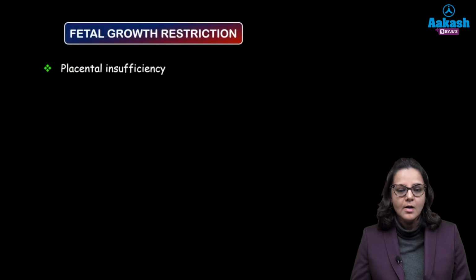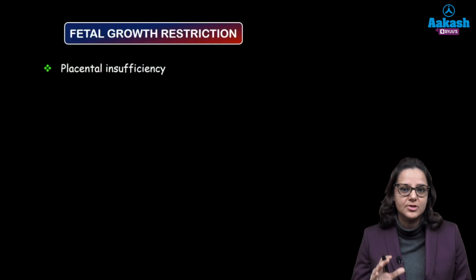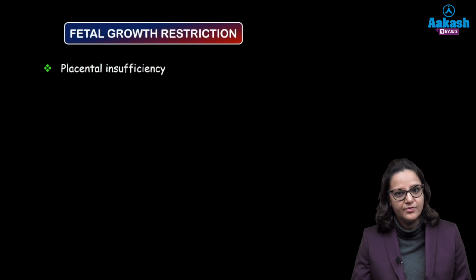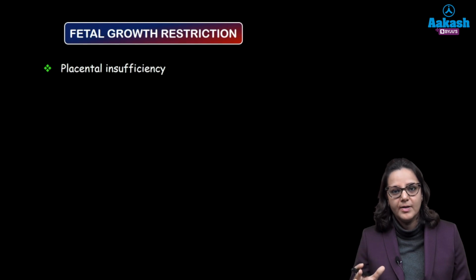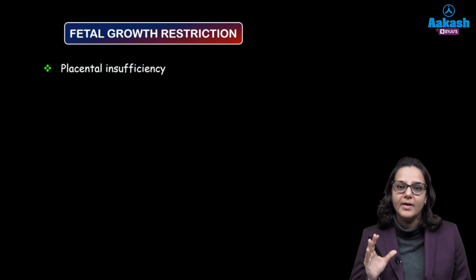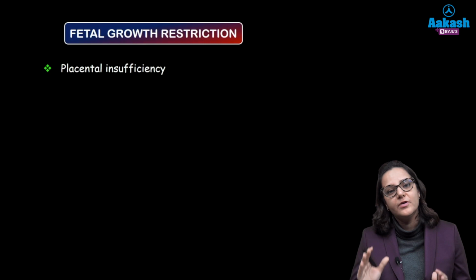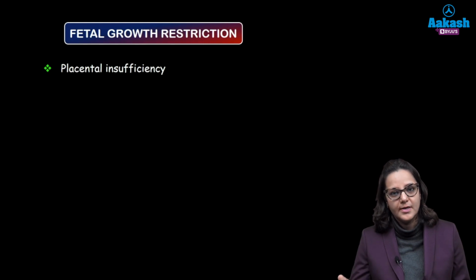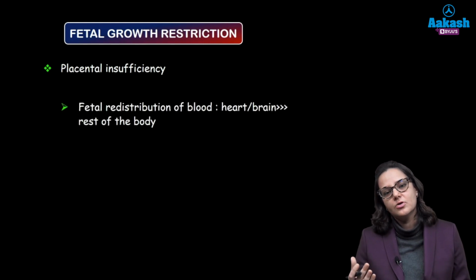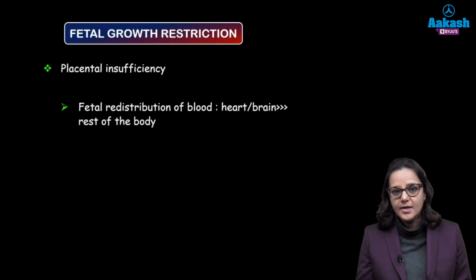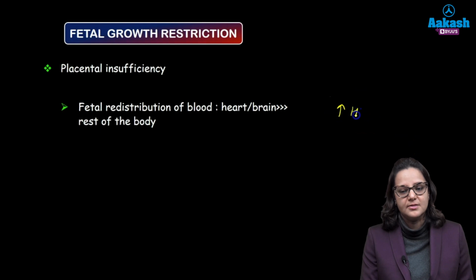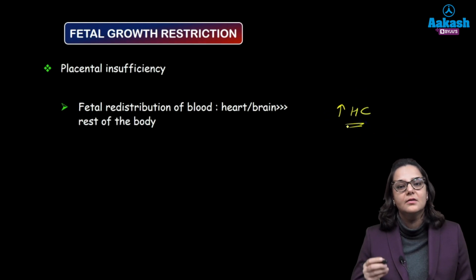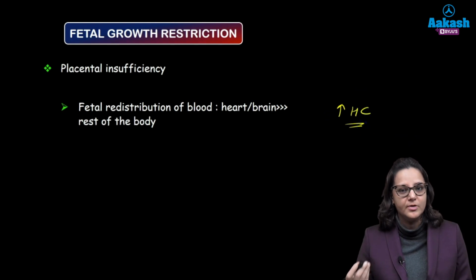Alright. Now within this fetal growth restriction also, what is the pathophysiology? That if there is placental insufficiency, so what is going to happen? There will be limited supply of blood to the baby. So therefore the blood will be redistributed and it will first go to the major organs. Alright. So what are the major organs? Major organs are the heart and the brain. Alright. So therefore the head circumference will be increased. And the rest of the body is not getting so much of blood supply.